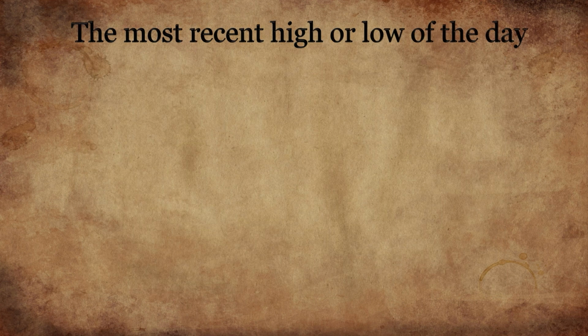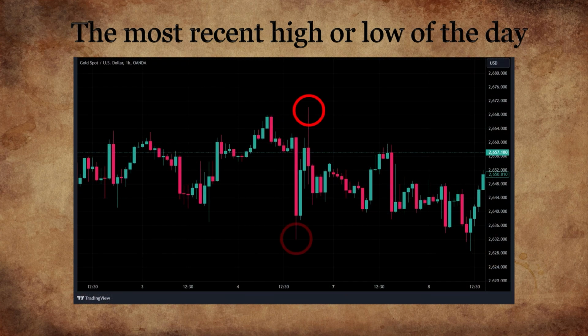Number 2 is the most recent high or low of the day, like this one and this one on the gold chart. The reason this low and high are important is that many short-period trend traders jump into the market's daily trend and put their stop losses below or above these levels.